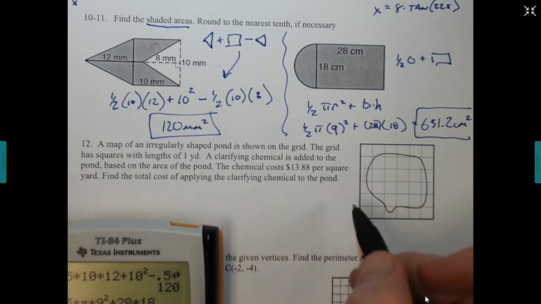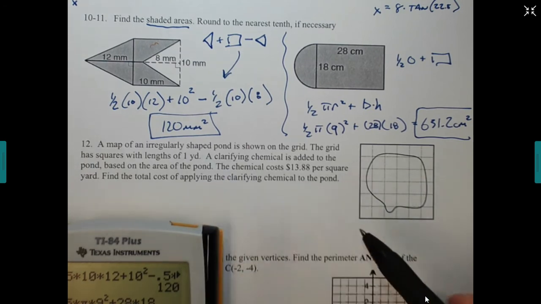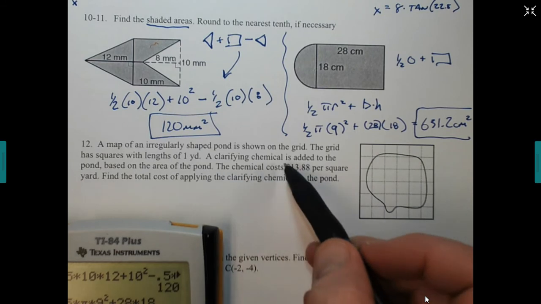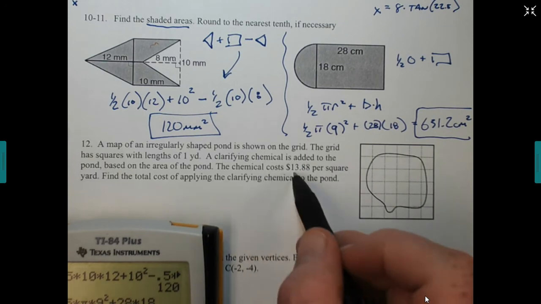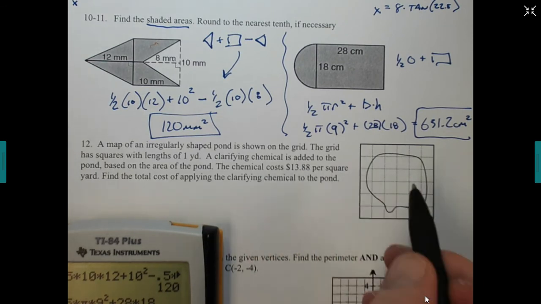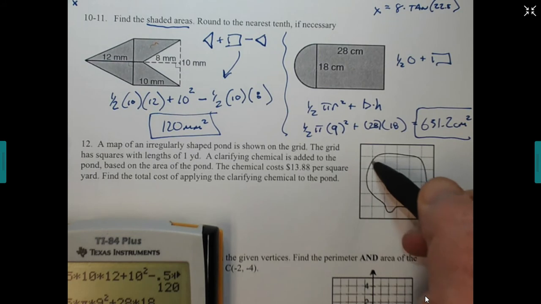Here they've got a map of an irregularly shaped pond. Each of these squares is a 1 by 1 yard. A clarifying chemical is added to the pond based on the area of the pond. I need an approximate area of the pond because the chemical costs 13.88 per square yard. Well, let's see what we got here. Let's go with that's pretty much a full one.